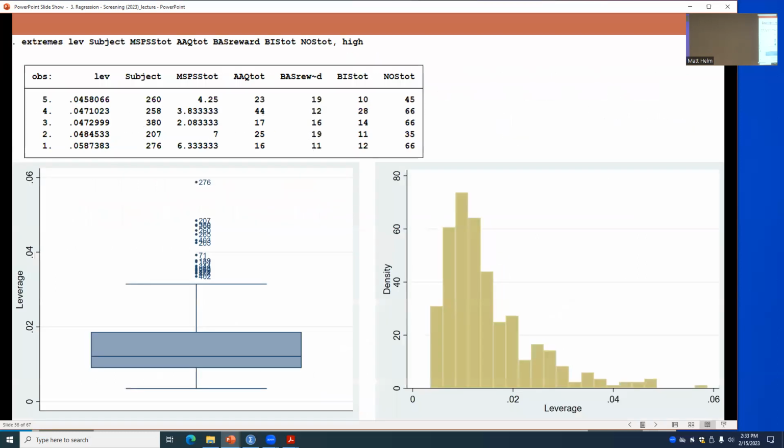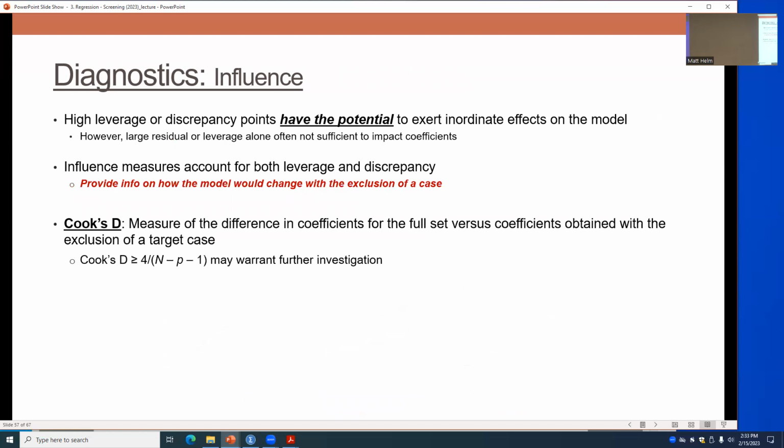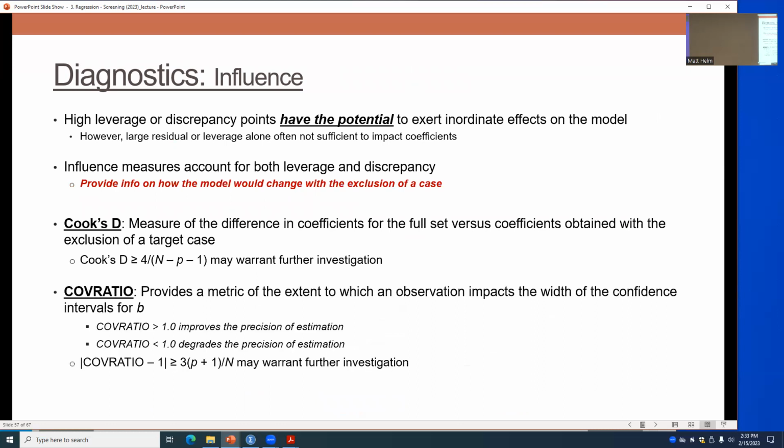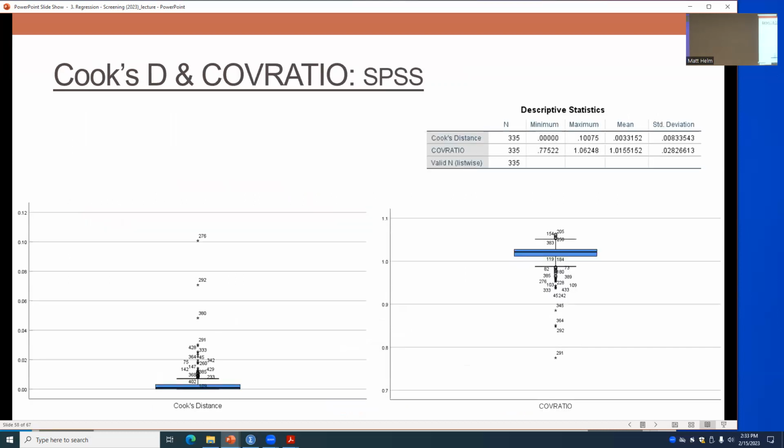Again, influence is calculated as a combination of my leverage and discrepancies. And again, same thing, we're just going to go through here and plot these out. Box plots are nice. Here we can start to see for my Cook's, I've got 3 cases that are way out there, right? These are cases that I'm probably going to want to flag and take a look at. Covariance ratio, this is giving us a little bit different metric. We're kind of seeing something else going on down here.